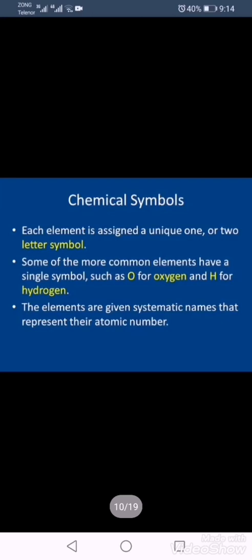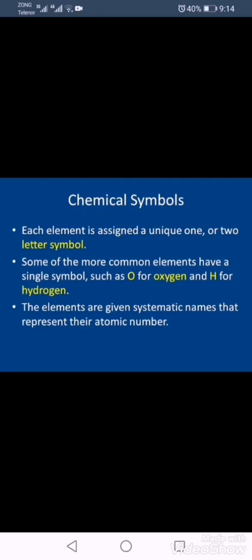Okay, now what is a symbol? Each element is assigned a unique one- or two-letter symbol. Some of them are common. Some elements have a single-letter symbol, such as O for oxygen and H for hydrogen. Scientists use a shortened name for different elements. We call it a symbol.